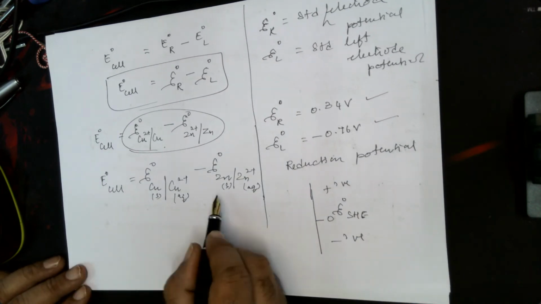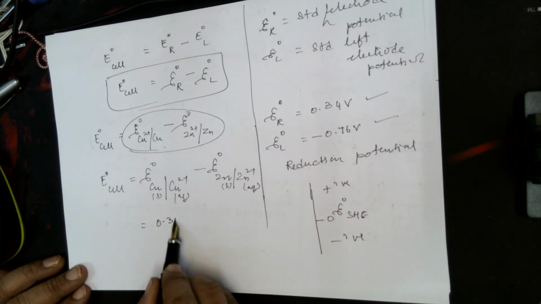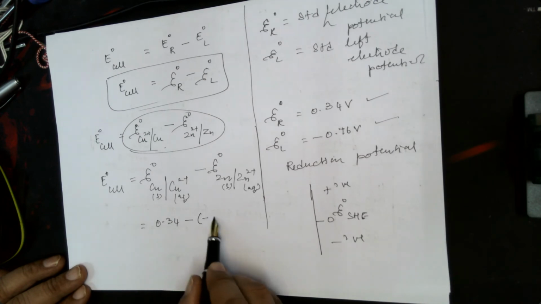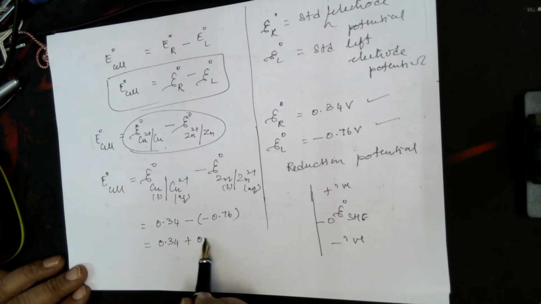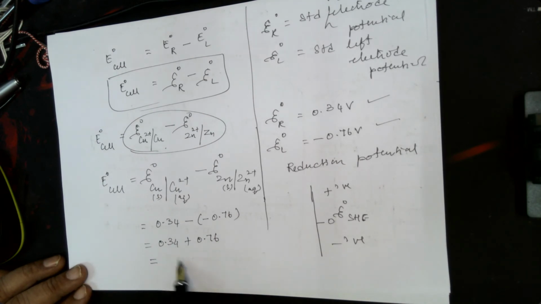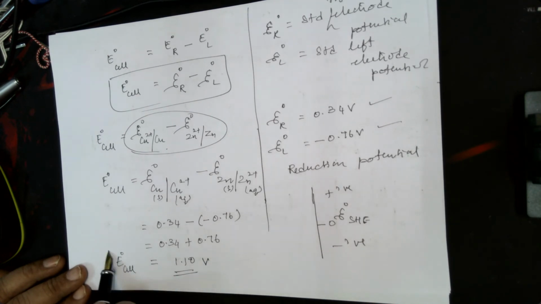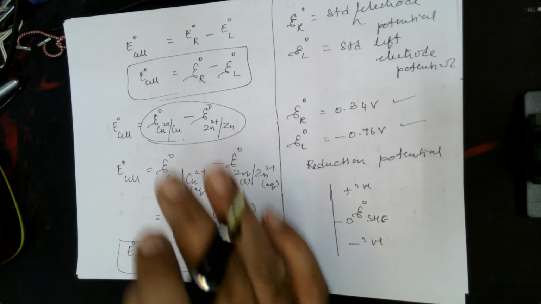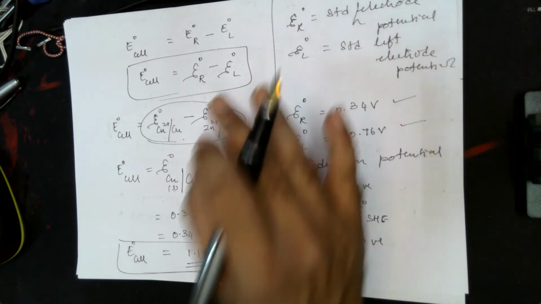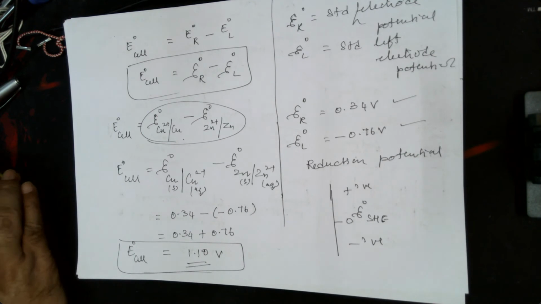Now we have got the value. What is the value of the copper potential? That is 0.34 volt, minus of minus 0.76 volt. So 0.34 plus 0.76 is 1.1. So the Daniell cell value is 1.1 volt. Are you able to follow this? It means that when you keep these copper and zinc electrodes, you are able to get this current of 1.1 volt. Such a potential can be obtained from the Daniell cell. Is it clear?